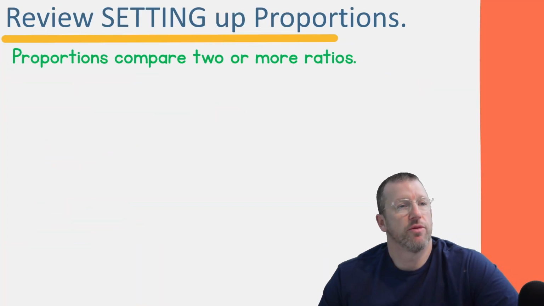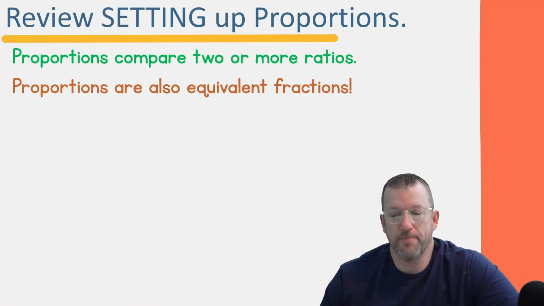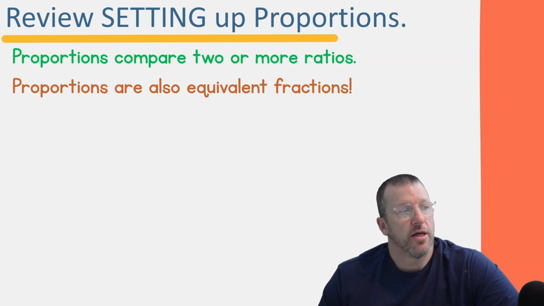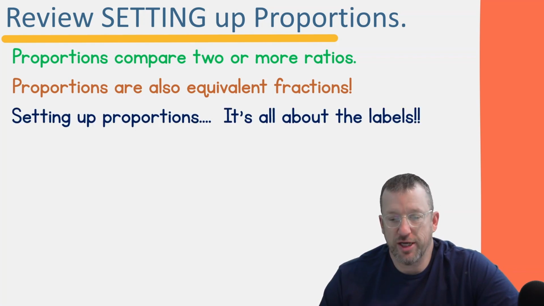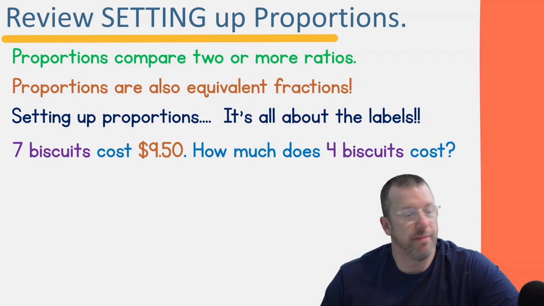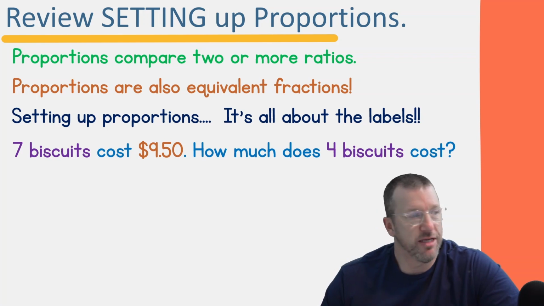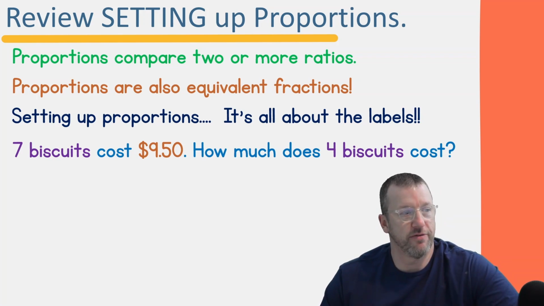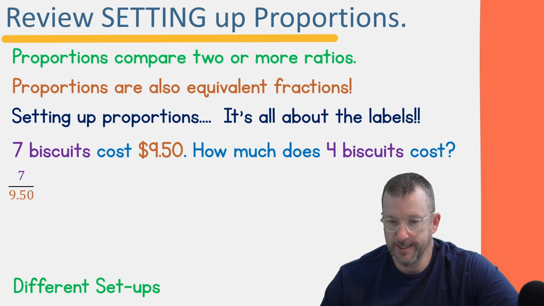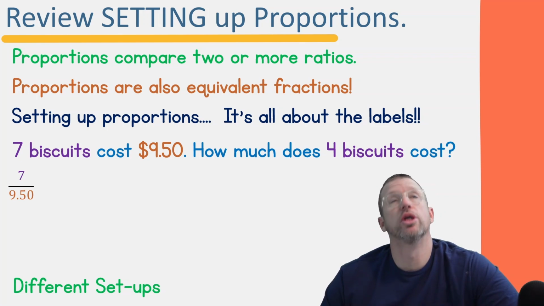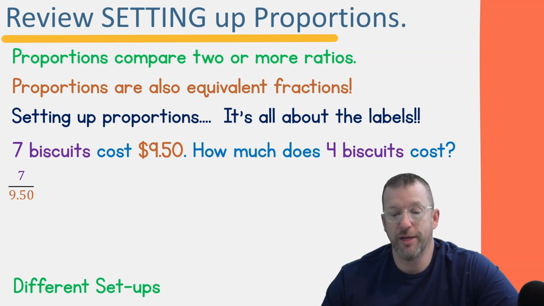Okay. So let's review how we set up proportions. We're comparing two ratios. They are also equivalent fractions. In setting up proportions, it's all about the labels. So if we have 7 biscuits that cost $9.50, how much do 4 biscuits cost? We're not going to solve this. We're just going to focus on how to set up proportions, because once you know how to set up proportions, you can do so many things. You can't dunk a basketball, but you can do so many things.